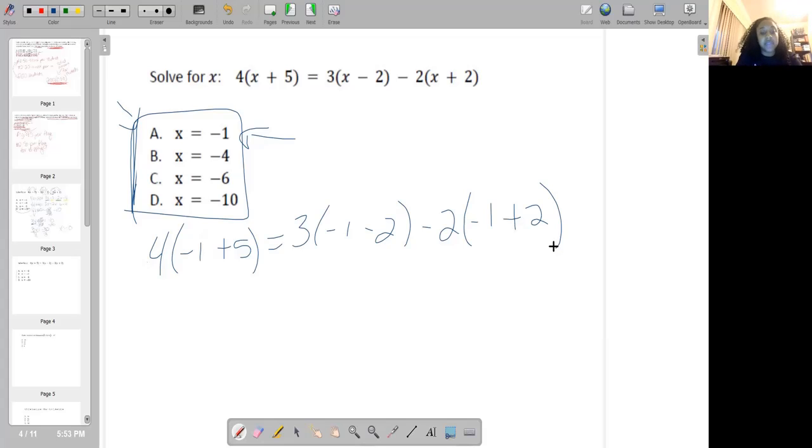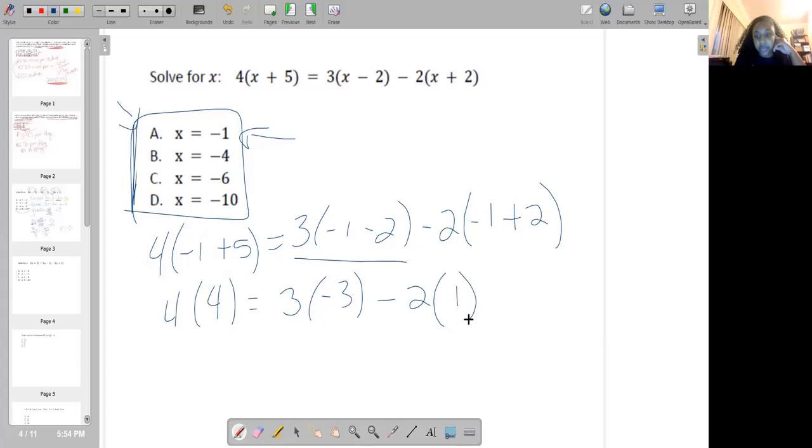So negative 1 plus 5 is going to give us 4. So 4 times 4 over here. 3 times quantity negative 1 minus 2. So negative 1 minus 2 is going to be negative 3. And we're going to multiply 3 by that. Minus 2 inside here, negative 1 plus 2 is going to just be 1.